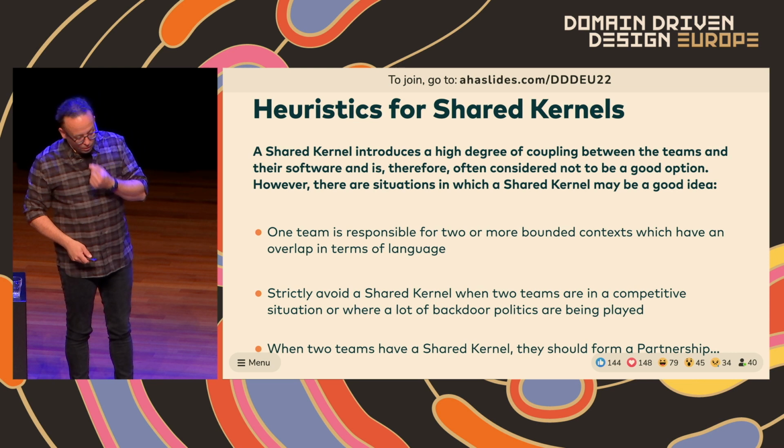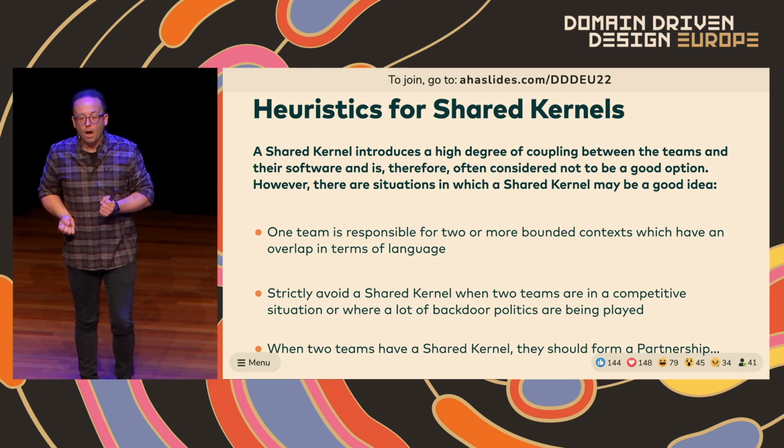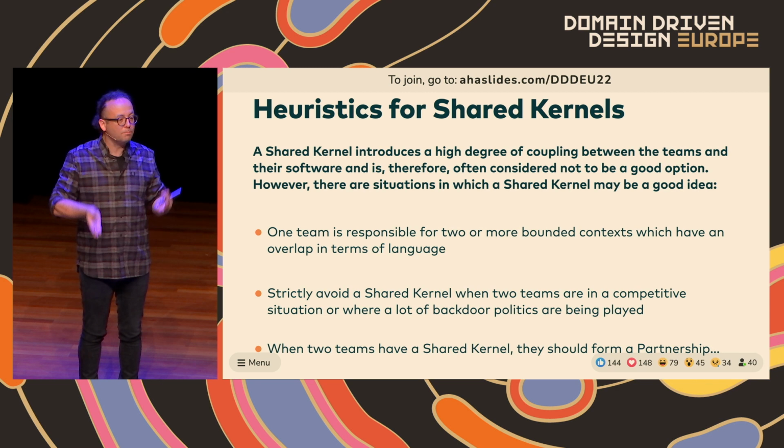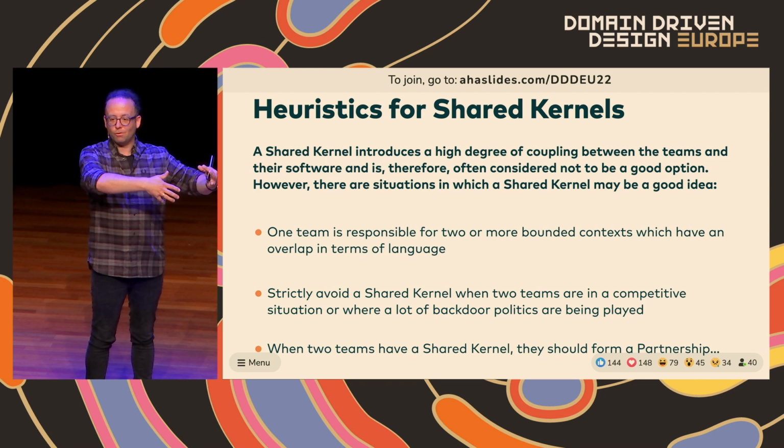So for instance, you have one team being responsible for two or more bounded contexts which have a certain overlap in terms of language. You may now think, oh, but that's not clear-cut DDD. But that's the reality in most projects. That's what I see all the time. And I think we can't always optimize for absolute purity. In our modeling, sometimes we have to deal with trade-offs.